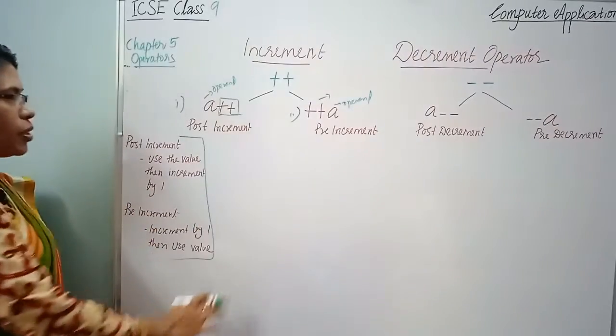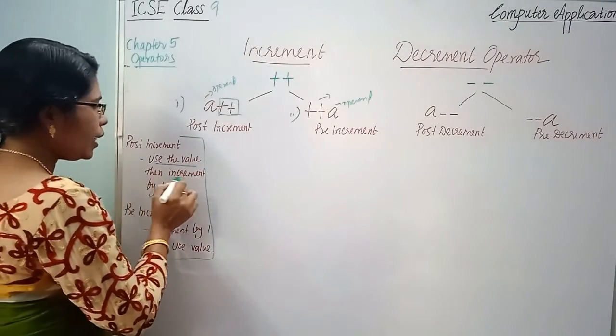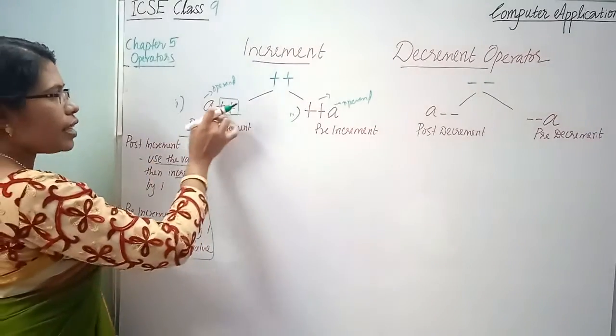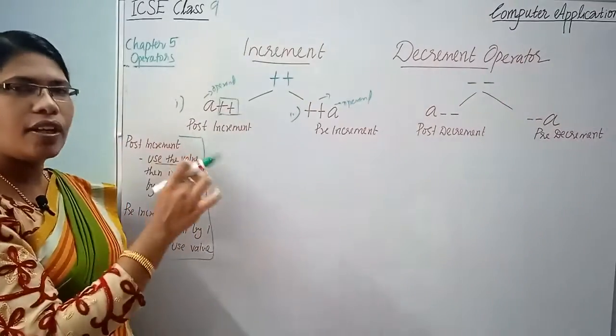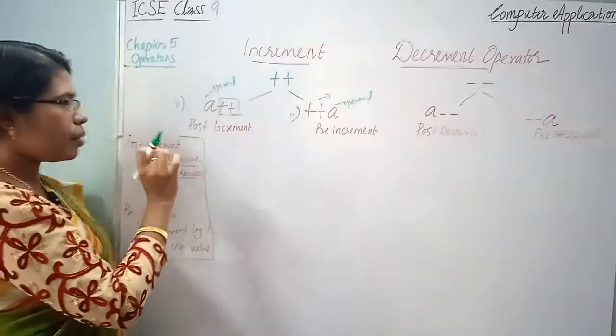First let's see the post increment. Post increment uses the value, then increments by 1. First it will use the value that we are assigning to this variable, then it will increase. After using the value, it will increase. That is the concept of post increment.